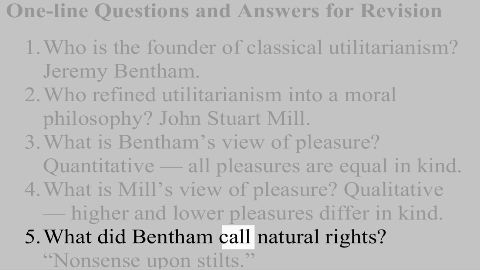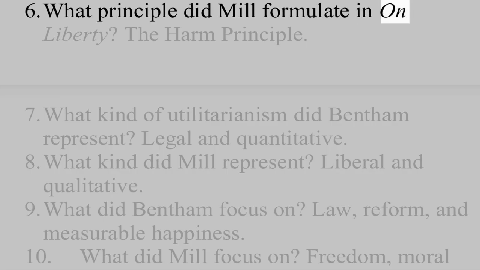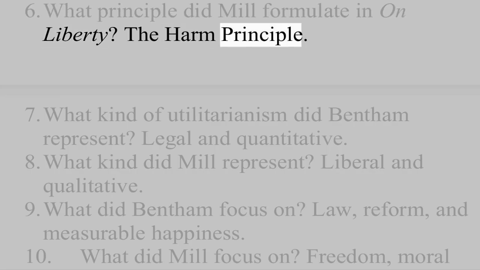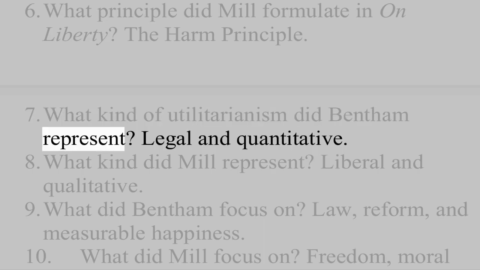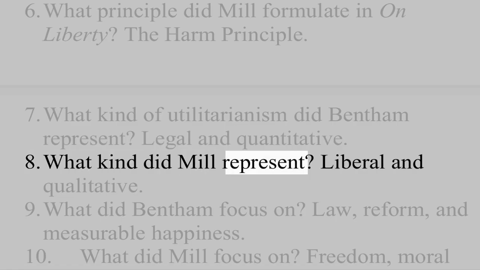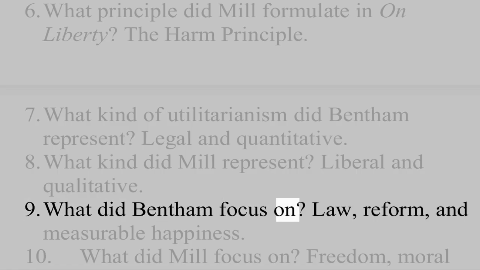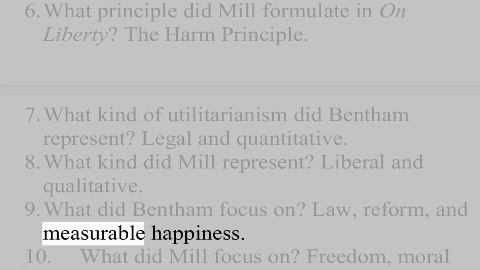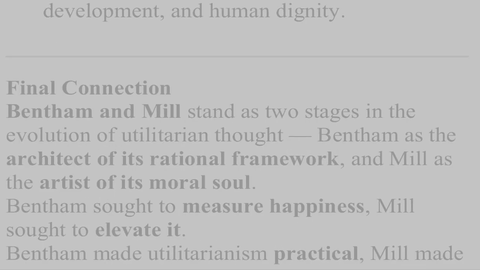5. What did Bentham call natural rights? Nonsense upon stilts. 6. What principle did Mill formulate in On Liberty? The harm principle. 7. What kind of utilitarianism did Bentham represent? Legal and quantitative. 8. What kind did Mill represent? Liberal and qualitative. 9. What did Bentham focus on? Law, reform, and measurable happiness. 10. What did Mill focus on? Freedom, moral development, and human dignity.